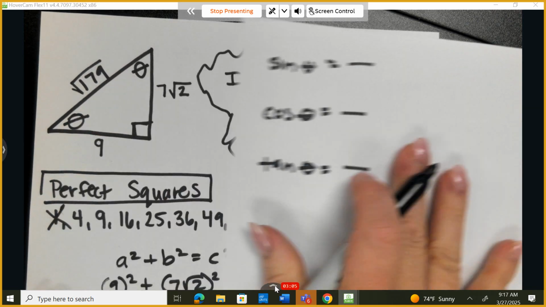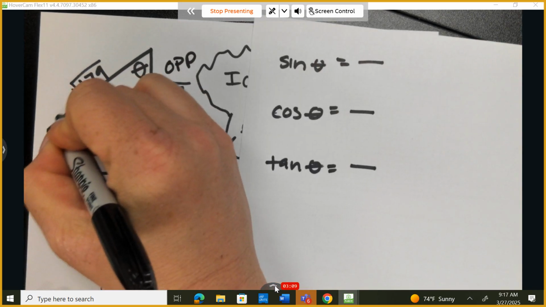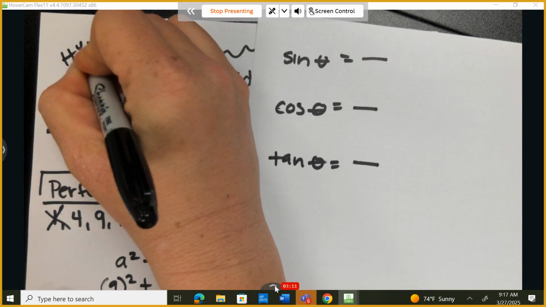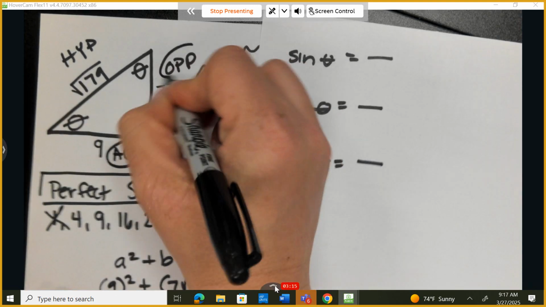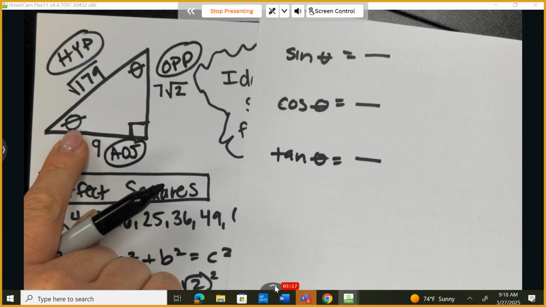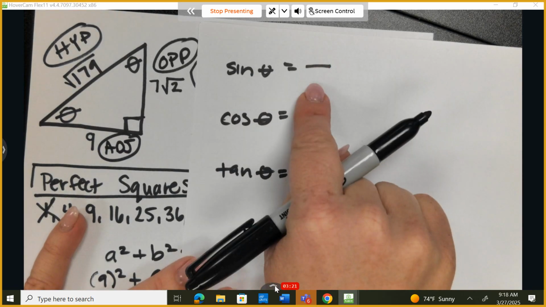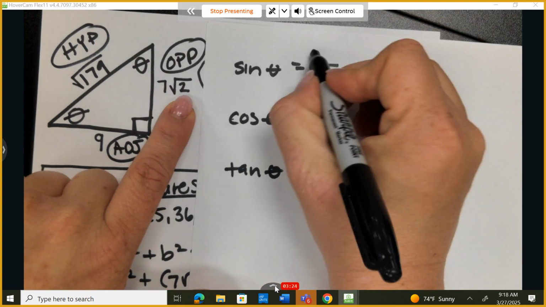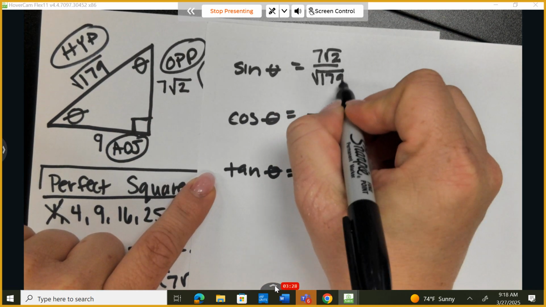Now from this angle, opposite is directly across. So this is the opposite. The hypotenuse is the diagonal side or the longest side, and then the only remaining side happens to be the adjacent side. So there's adjacent, opposite, and hypotenuse of this particular angle. Okay, the directions for sine would be opposite over hypotenuse. Opposite is 7 square roots of 2 over the square root of 179.